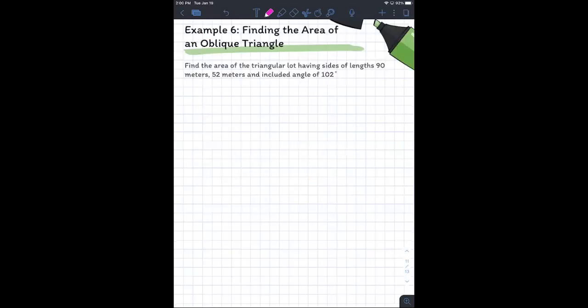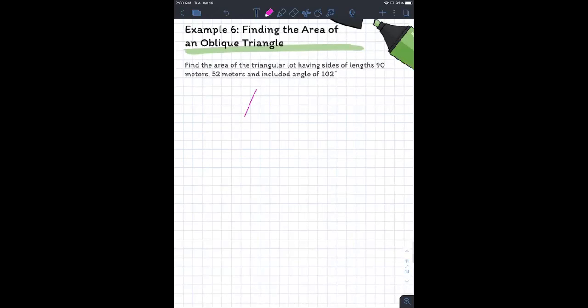So in this example, it just says find the area of a triangular lot. You could just think of it as a triangle. It doesn't have to be a lot. That has side lengths 90 meters, 52 meters, and an included angle, which means it's between those two sides, of 102 degrees. So you can decide if you want that to be A, B, or C, but we're going to draw the triangle, and then you can label the letters afterward. So our sides are 90 and 52. And the angle between them, that doesn't look like 102 degrees.